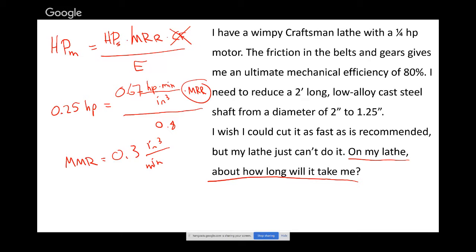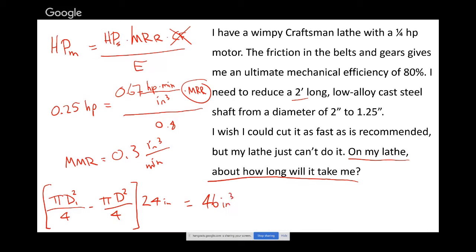My question is, how much material am I going to want to remove? We would simply say pi d1 squared over 4 minus pi d2 squared over 4. That is the area of the two shafts, the starting shaft and the finishing shaft. Then we'd multiply that by the length. Now the length is in feet, so I want to be a little bit careful here. I've got inches cubed here, so I'm going to put this into inches. So this would be 24 inches, and that gives me the total volume of material I need to remove, a total of about 46 inches cubed.